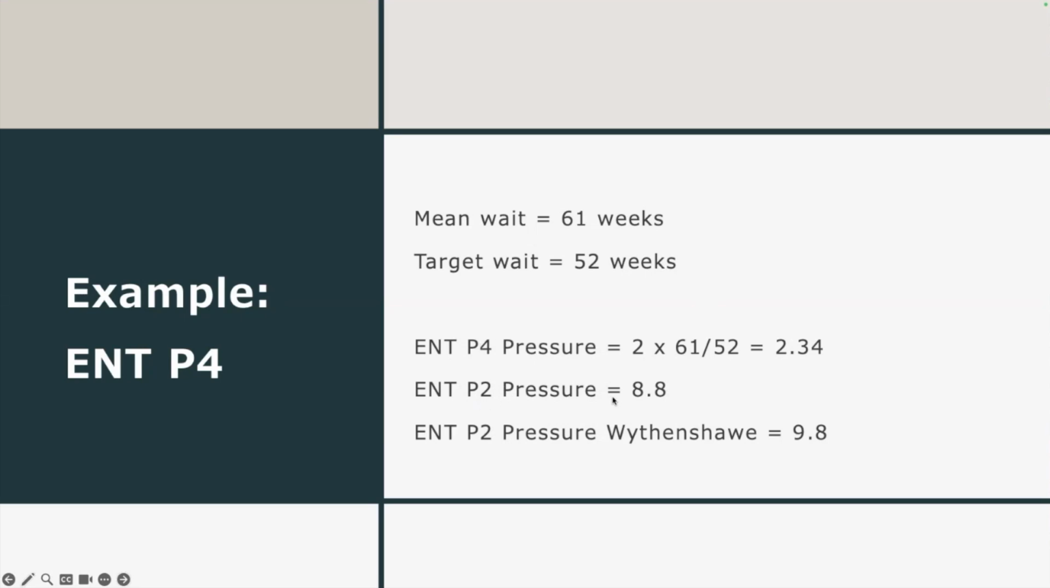Of course, if it was the other way around, if the P4 pressure was 8 and the P2 pressure was 8, then you'd want to prioritize the P4s. And so it gives you a way of deciding which lists are most in need.